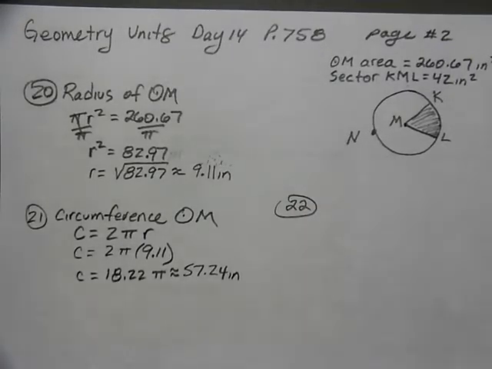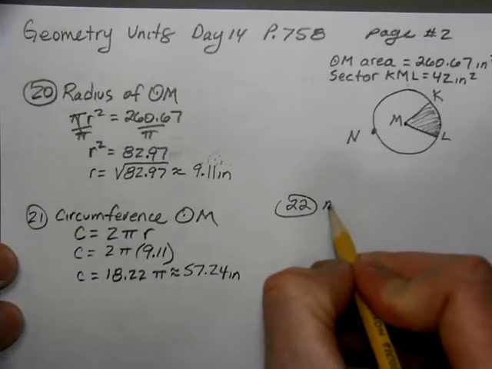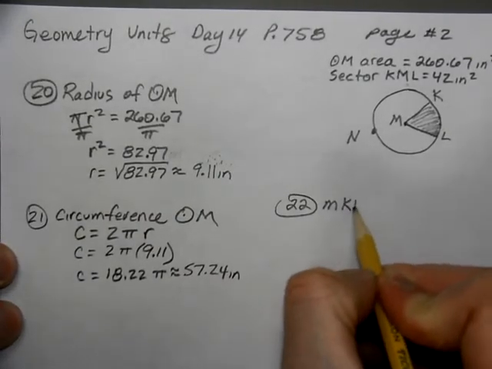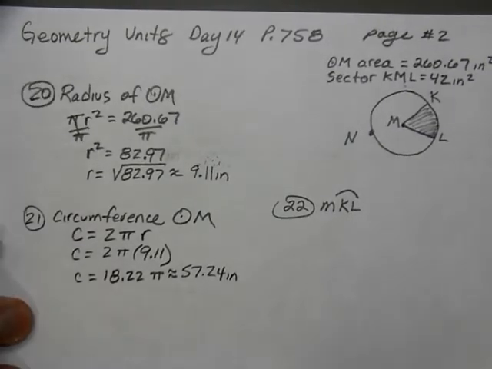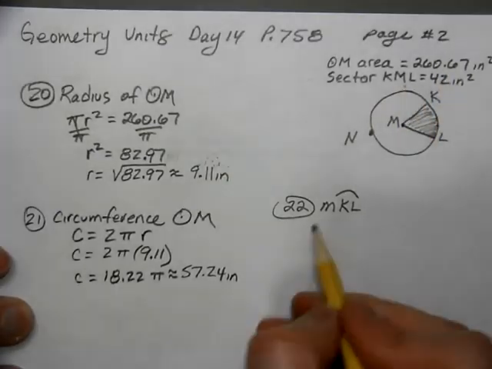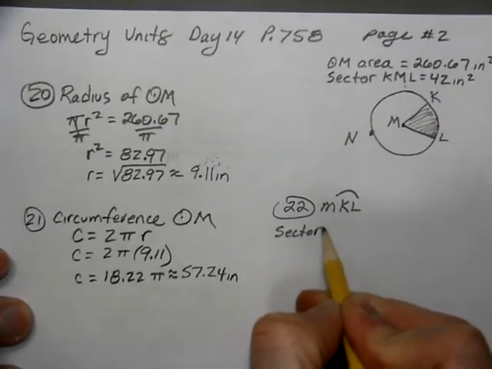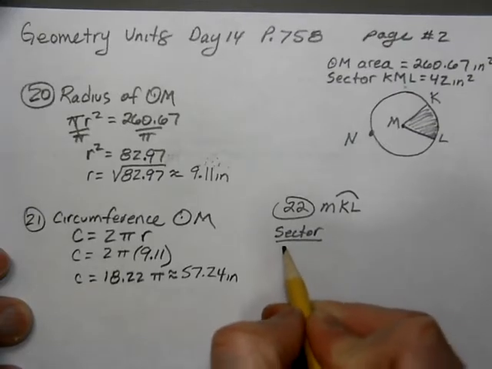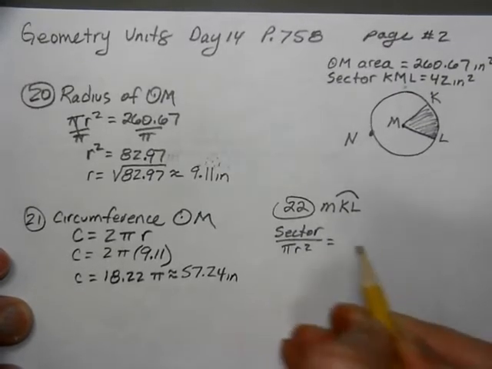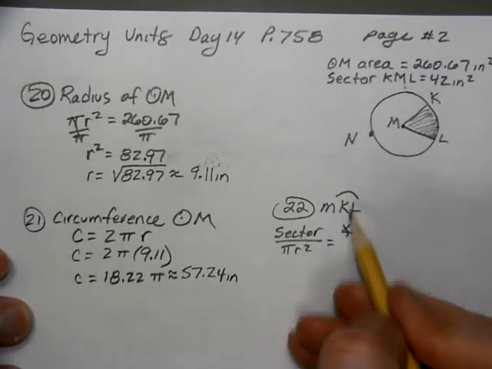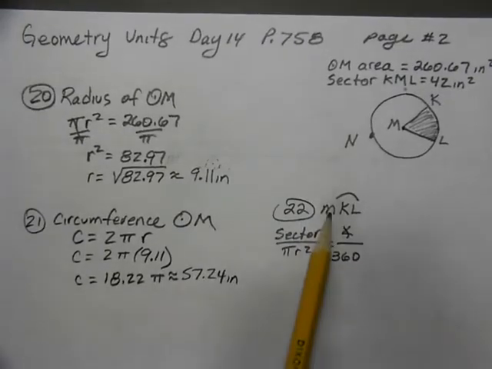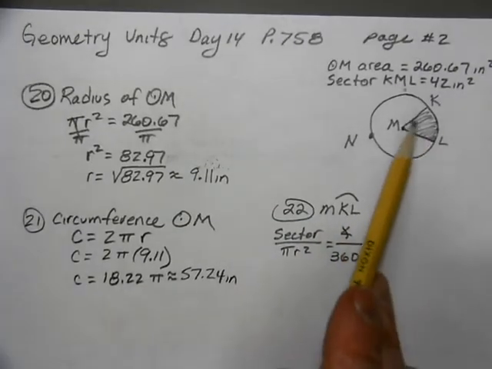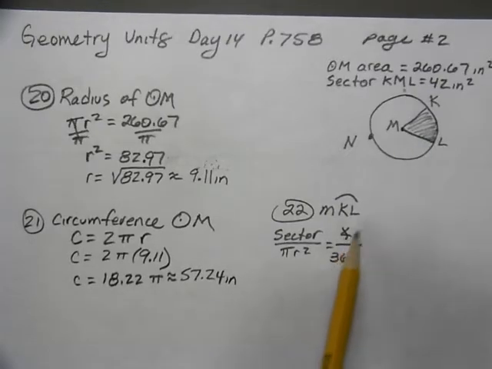Number 22, we're looking for the measurement of KL. Well, that is a degree value. So since we know the area values, we're going to take the sector area over the circle area equals the angle that we're looking for over 360. Remember that the measure of an arc is equal to its central angle. So I'm referring to the central angle, but that's also equal to the measurement of the arc.